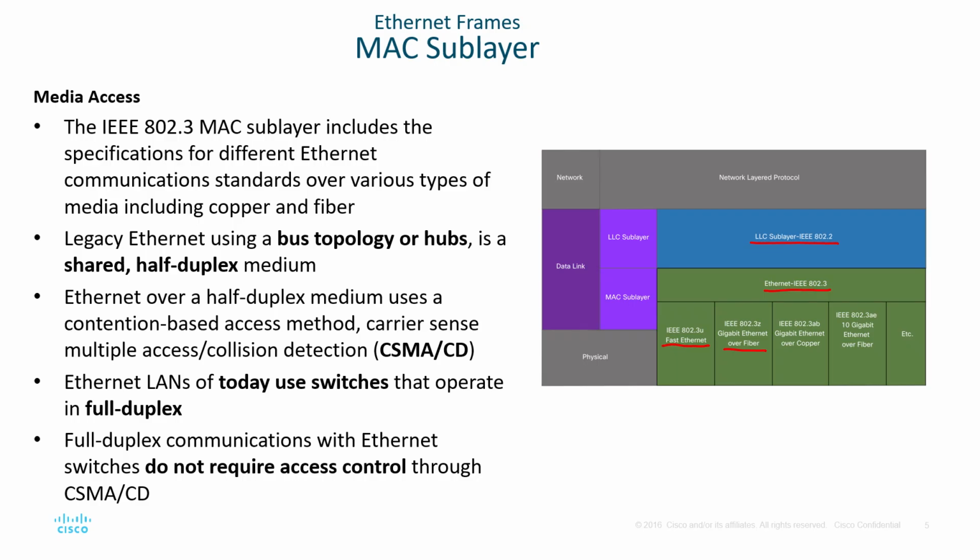gigabit Ethernet over copper, again 802.3ab, 10 gigabit Ethernet over fiber 802.3ae. And that will continue up to your higher gigabits, terabits. All of those will be defined in subdivisions of the Ethernet standard.